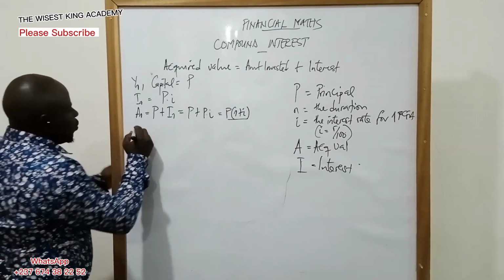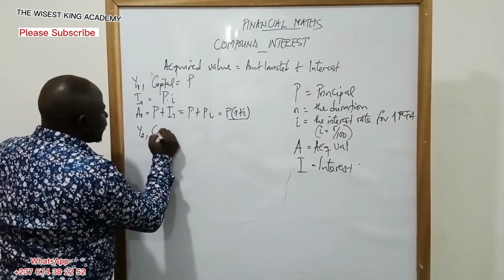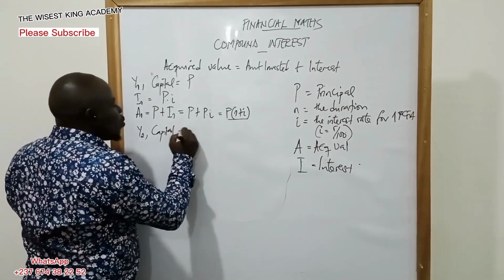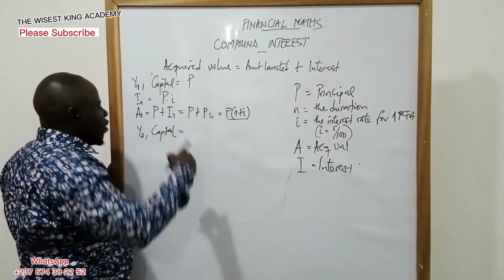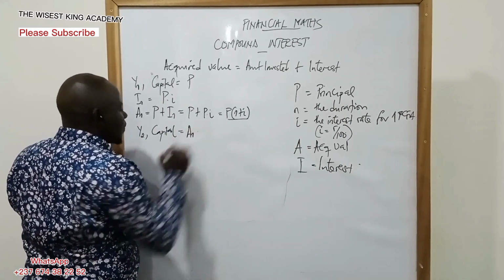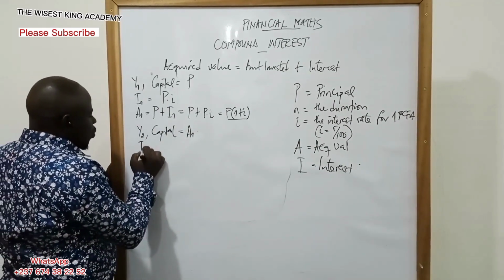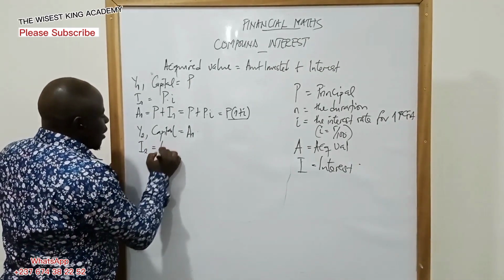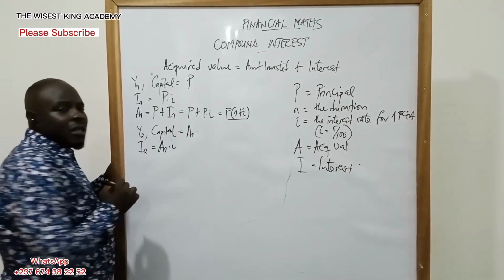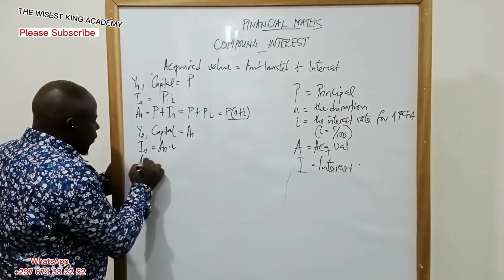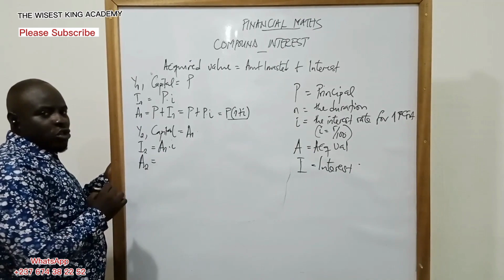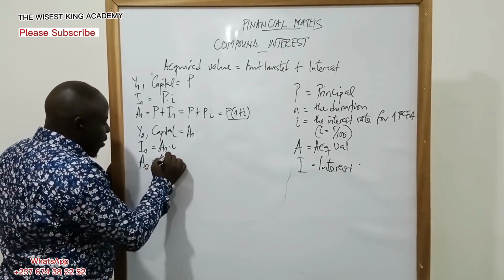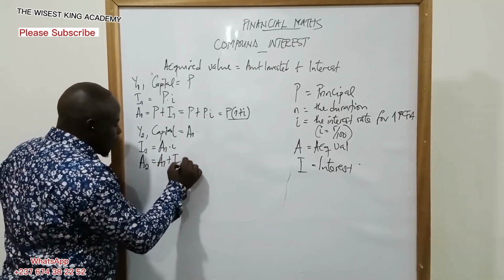Now let's go to year 2. In year 2, remember, the capital of year 2 will be the acquired value of year 1. Let me call it A1. Interest for year 2, I2, is going to be equal to A1 times I. Acquired value for year 2, that will be A2, which will actually be what? The capital of year 2, which is A1, plus the interest for year 2, which is I2.